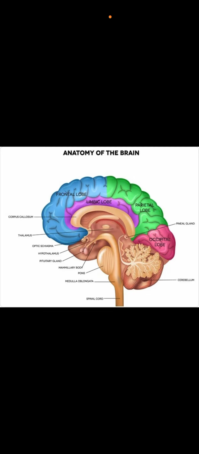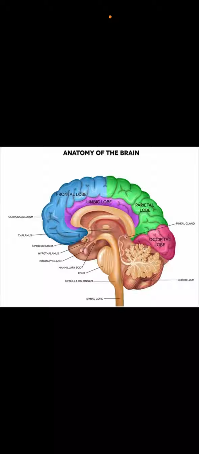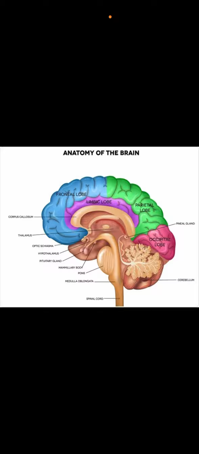And then below the corpus callosum, you have the thalamus, which is that weird little circle in the middle of the brain. And then on the left side of the thalamus, you have this tiny ball below two balls, which is the optic chiasma. And then right beside the optic chiasma is this triangle-looking thing, which is called the hypothalamus. Right below the hypothalamus are those two balls, which is called the pituitary gland.